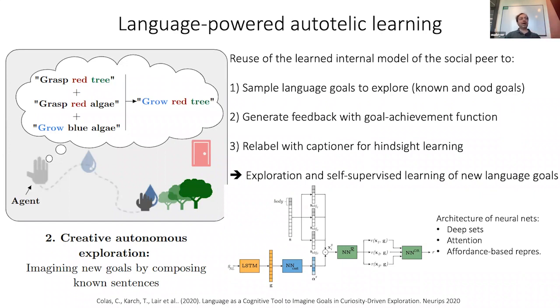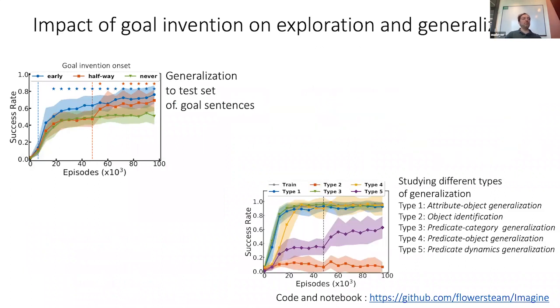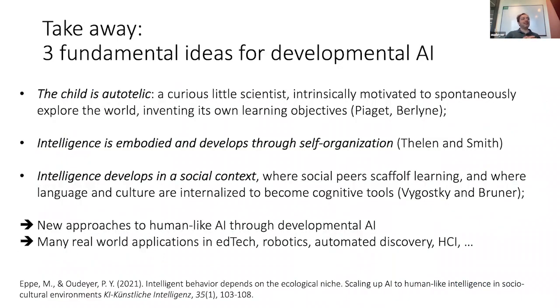By doing this, the agent is now able to discover new abstract goals, new skills, even without the guidance of the social peer, and really use language as a tool to organize and abstract its knowledge and its exploration. So yeah, we've been measuring many ways it can be useful. But let me just conclude and finalize this presentation.